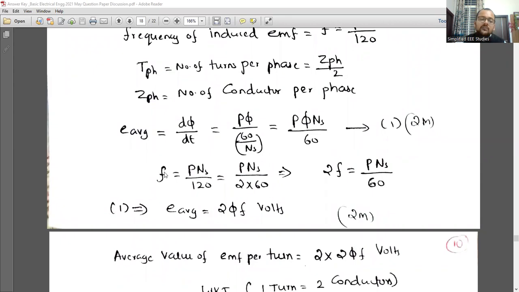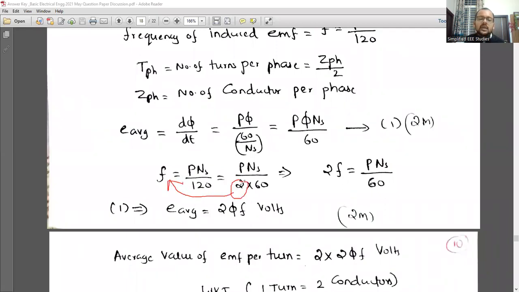Then the supply frequency can be written as Pns by 120. 120 is split up into 2 into 60. There is no problem now. 2 into 60 is equal to 120. Mathematically, I can write. Now, from this expression, I'll be taking 2 to the LHS. I think people may get confused, but no further confusion.